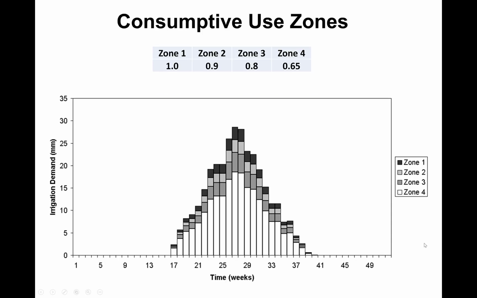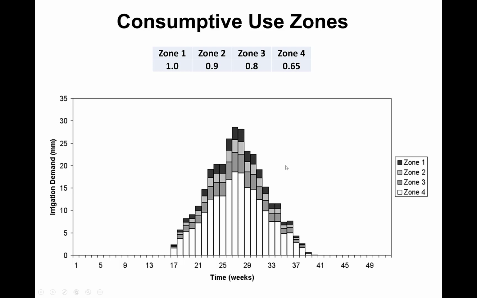Finally, consumptive use zones are given as percentages of consumptive use. So in this particular case, you see 4 zones. The first zone is the dark segment here. It's only 10% of the demand. The second zone, again, is also 10% difference between 90 and 80% of the demand. Third zone is 15% of the total demand. And the fourth zone is 65% of the total demand. This essentially represents a rationing policy of some sort.